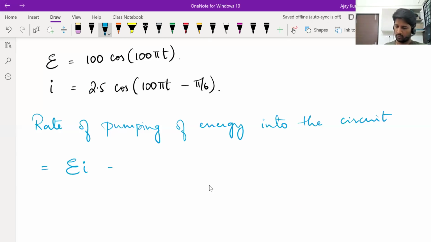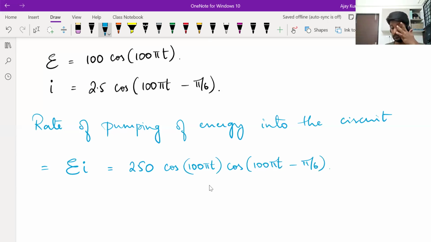If you multiply them, 2.5 into 100 is 250. Cos 100 pi t is one function. Again, cos (100 pi t minus pi by 6) is another function. This is the rate at which energy is being pumped into the circuit. Okay.